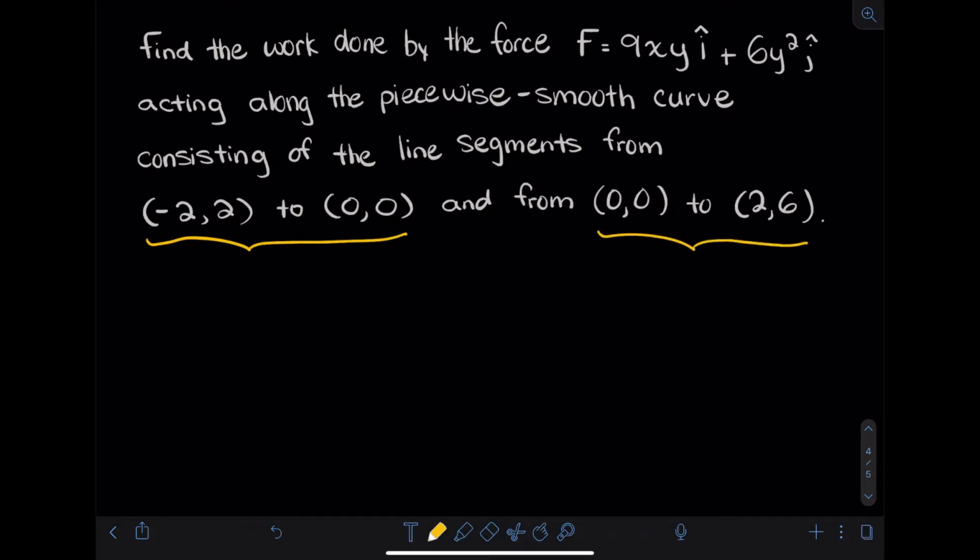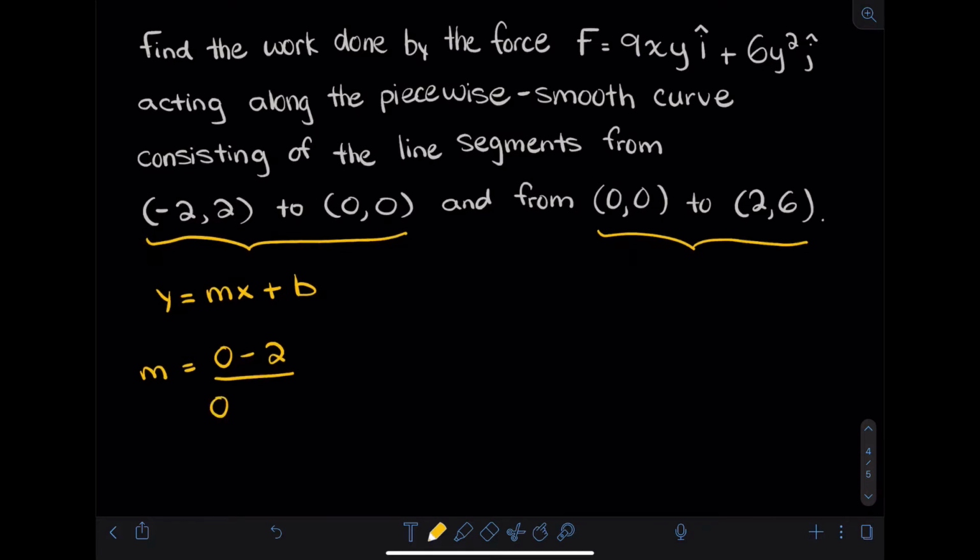So how do we generate the curve? Well, we know it's a line segment, so we all know that it has to have the form y equals mx plus b. Now let's just think of the slope. To do this, we want to look at the change in the y direction over the change in the x direction. So let's do 0 minus 2, over 0 minus -2. So we'll have -2 divided by 2, which is -1.